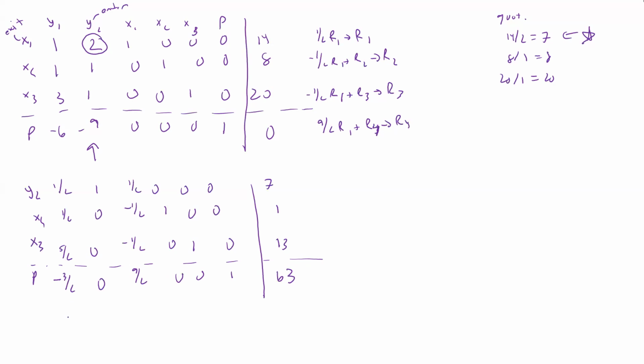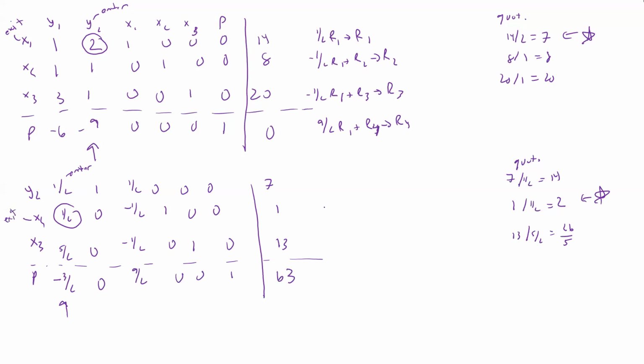All right, so smallest one is going to be that one. That's the most negative. And so now our quotient is going to be what? 7 divided by 1/2, which is going to be 14. And then we have 1 divided by a half, which is going to be 2. And then we have 13 divided by 5/2, so that's going to be 26/5. Well, that one's going to be the smallest, and so that is going to be our pivot point. So we're going to enter here, and we're going to exit here.